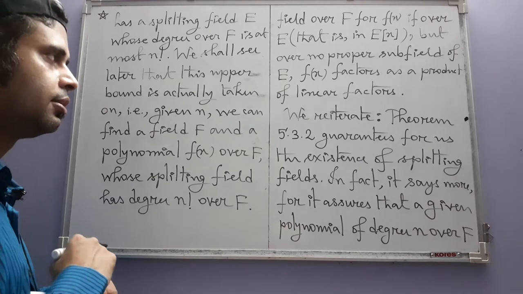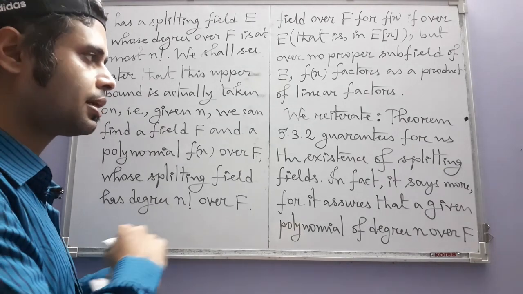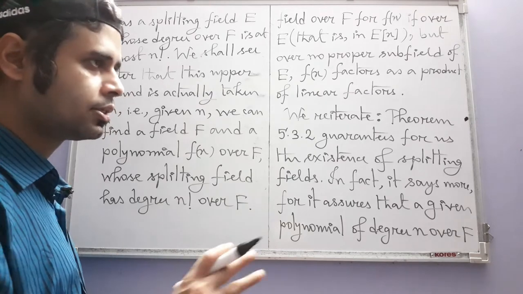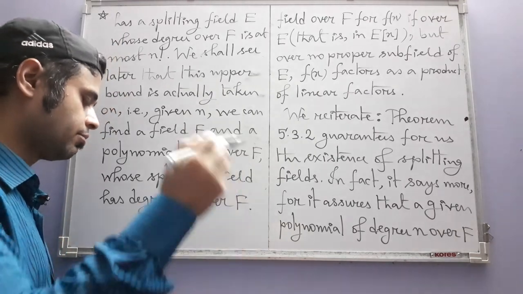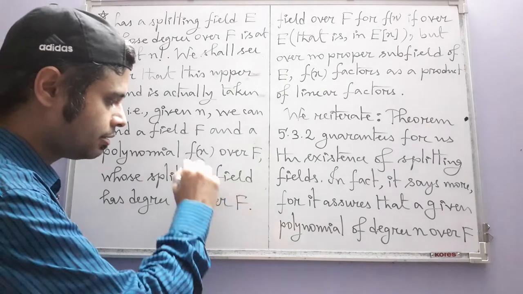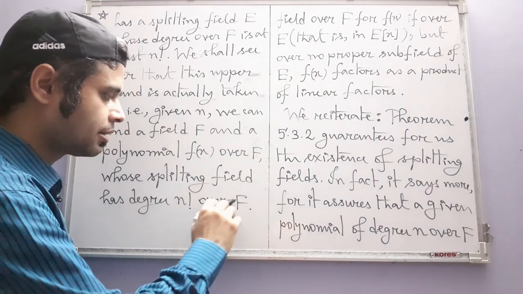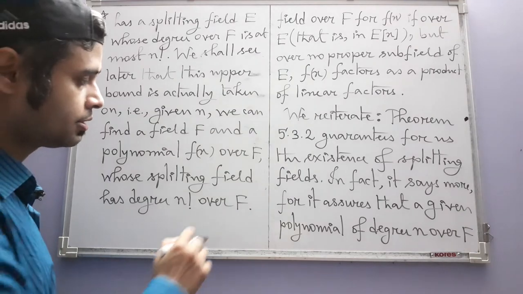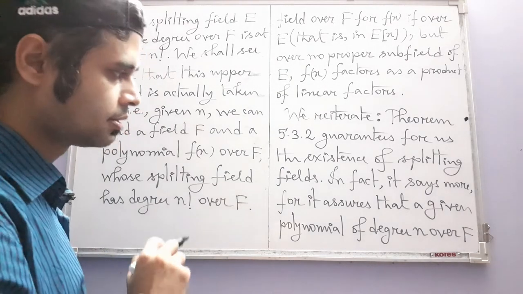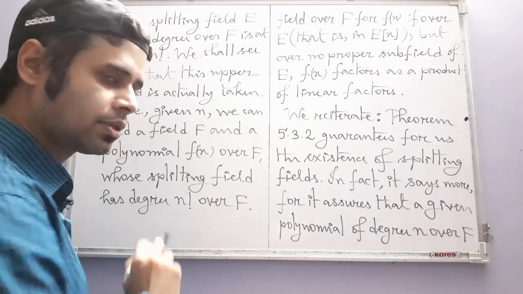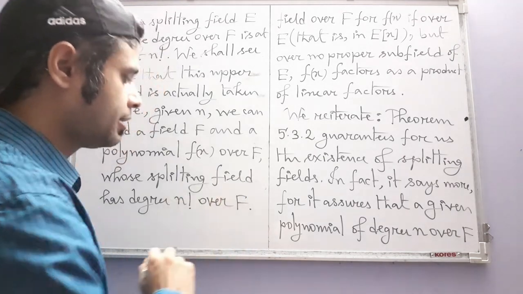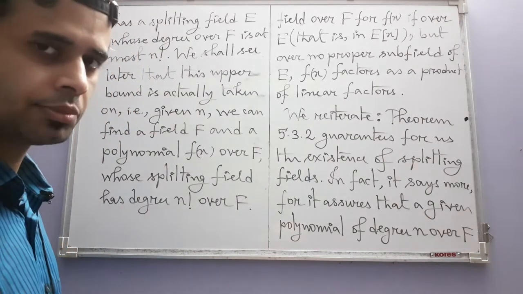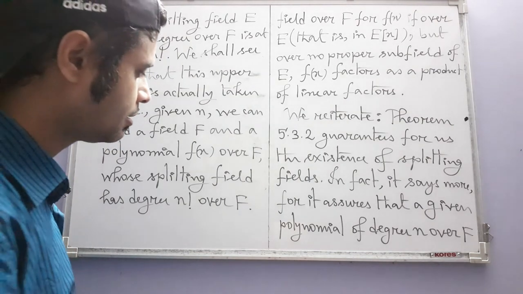It's not like you have blown things up without any restriction at all, that you keep on putting so many extra things into F that it becomes unmanageable. No, the extensions that you are considering, which have the roots of the polynomial, are finite extensions. As vector spaces over F, they are finite dimensional. Okay, that much we can do.